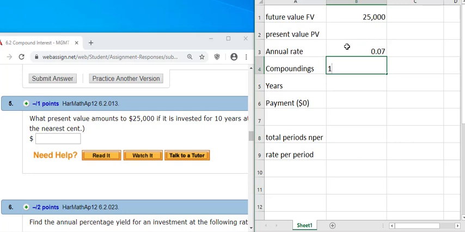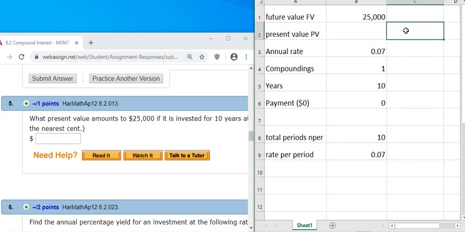Compoundings once per year, annual compounding for 10 years, no additional payments or withdrawals. Total number of periods will be 10 years of 1 per year. Rate per period will be 7% divided into 1 per year. And then to find the present value, I don't want to use the FV formula because I already know the future value is $25,000. I wonder what the formula in Excel for the present value would be called.